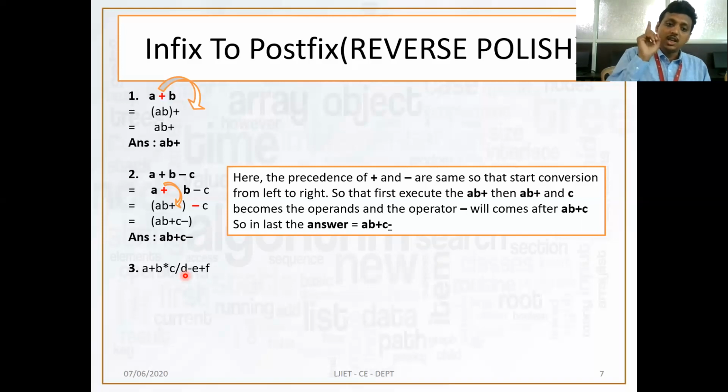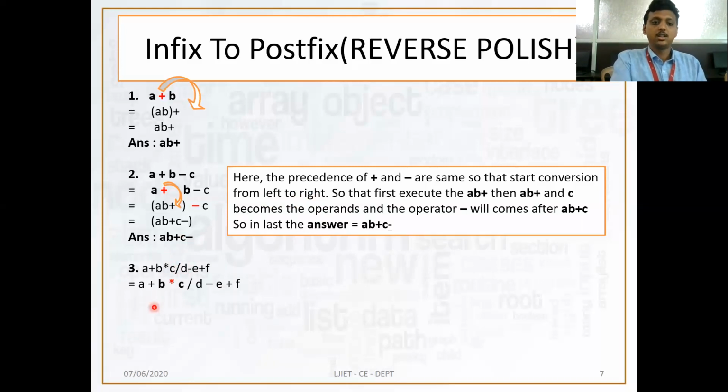Now we have division and we have star, and both have the same precedence. With the same precedence, we just need to follow left to right sequence. So at the left position, what is the operator? Star. So I am taking star as the operator to be executed first, and then division. First star, then division.